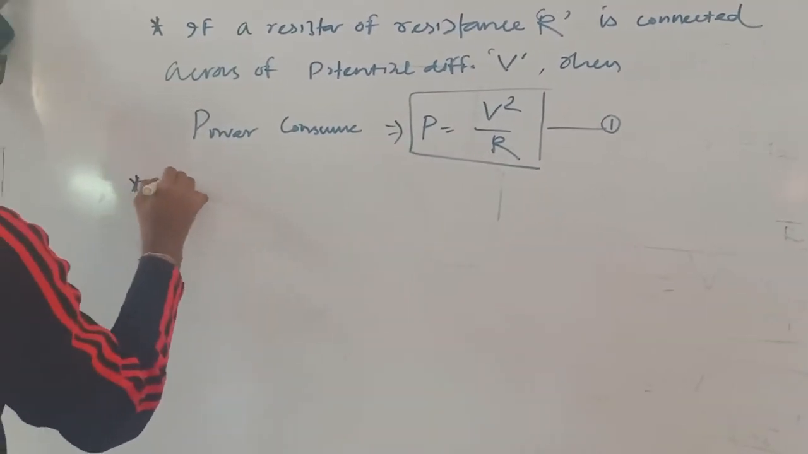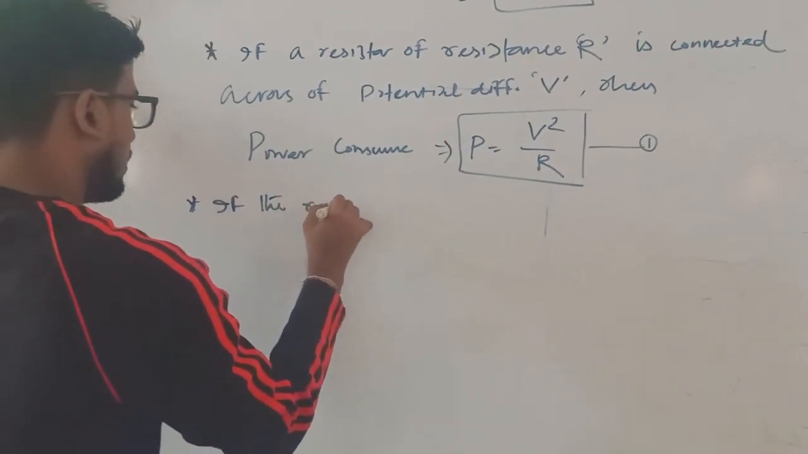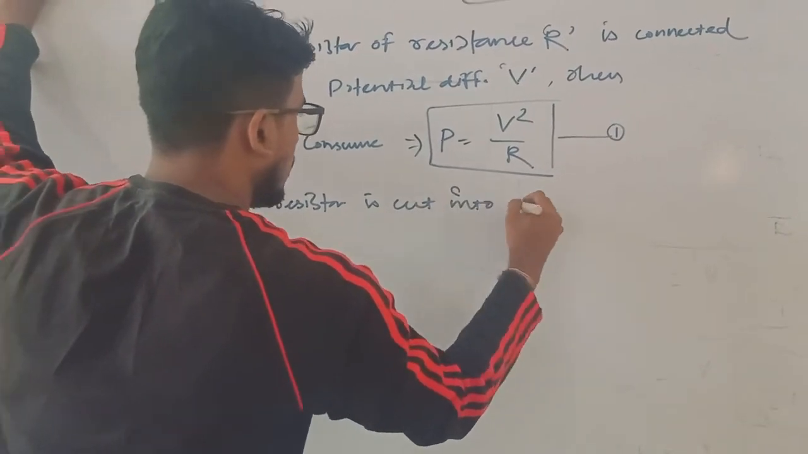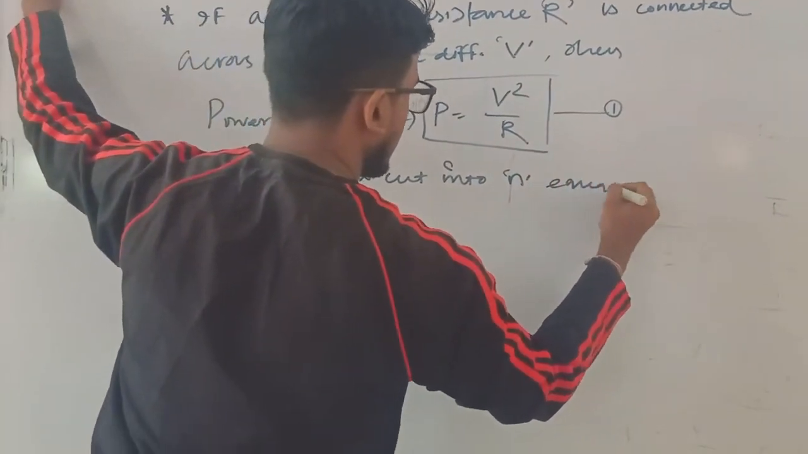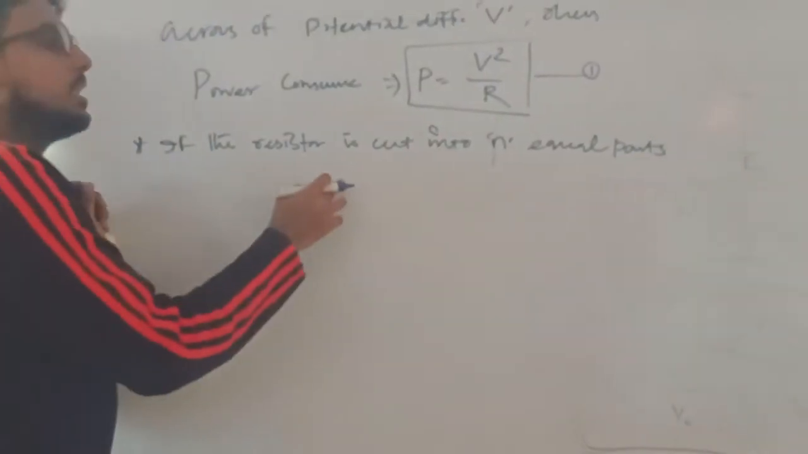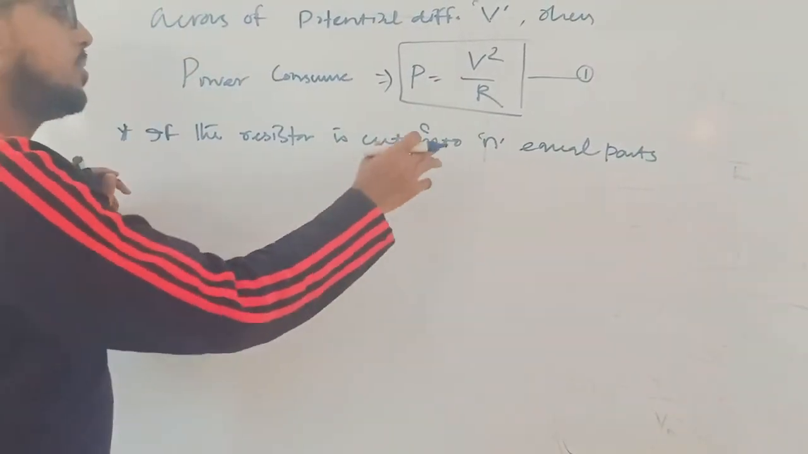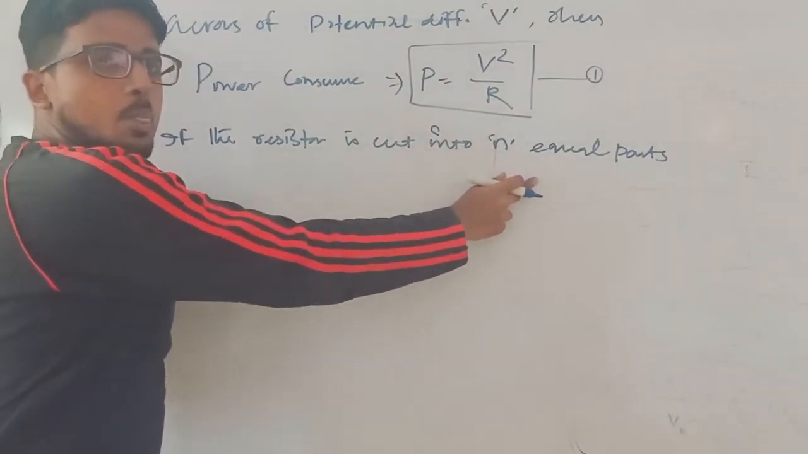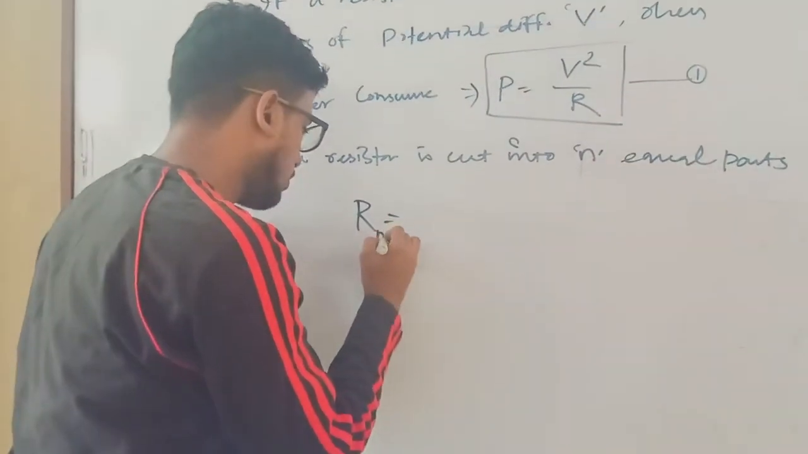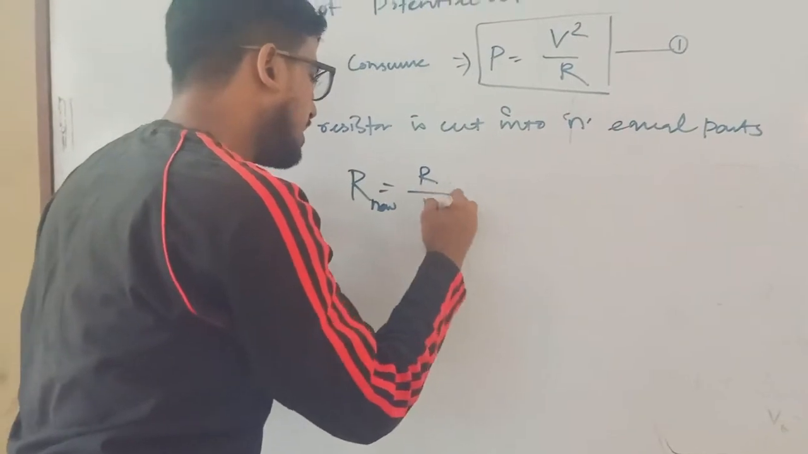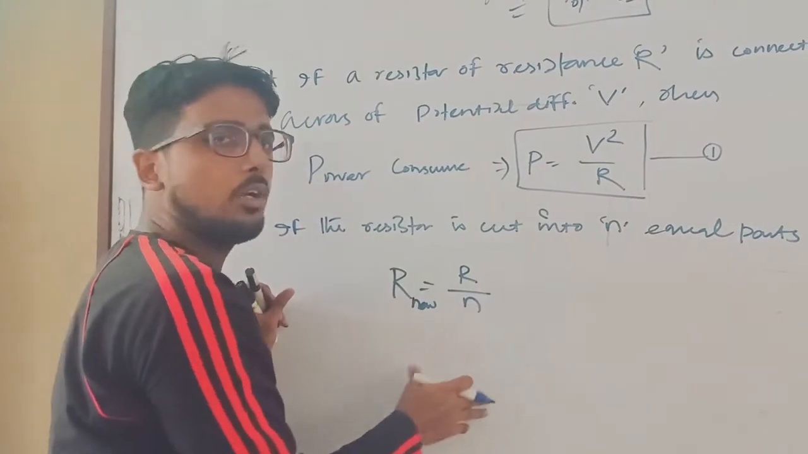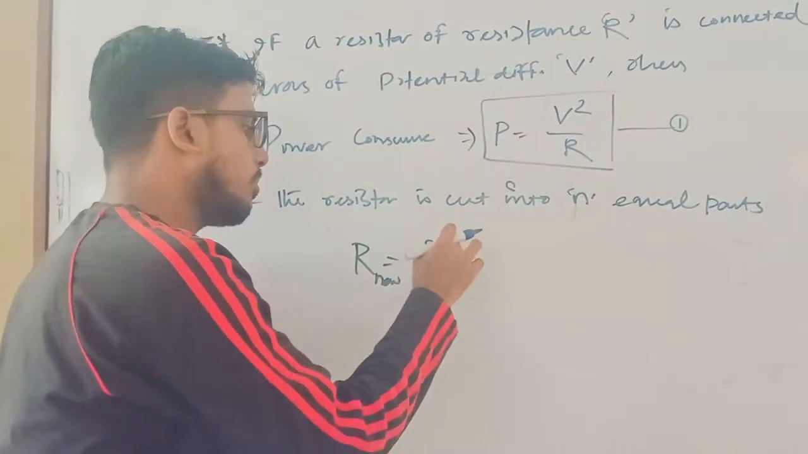If the same resistor is cut into n equal parts, then the resistance of each resistor will become how much? The R new will become R by N, as if it is cut into n equal parts, the length of the resistor will become 1 by N. So the R new will become R by N.